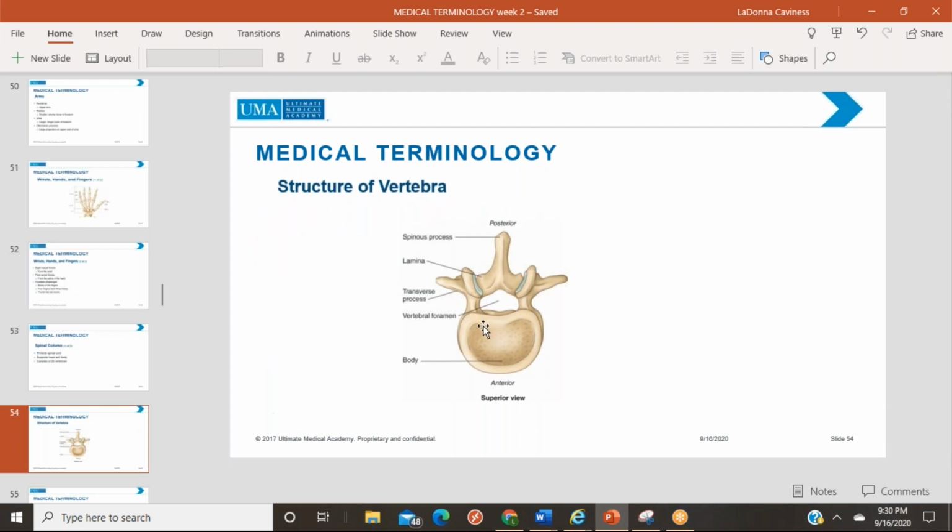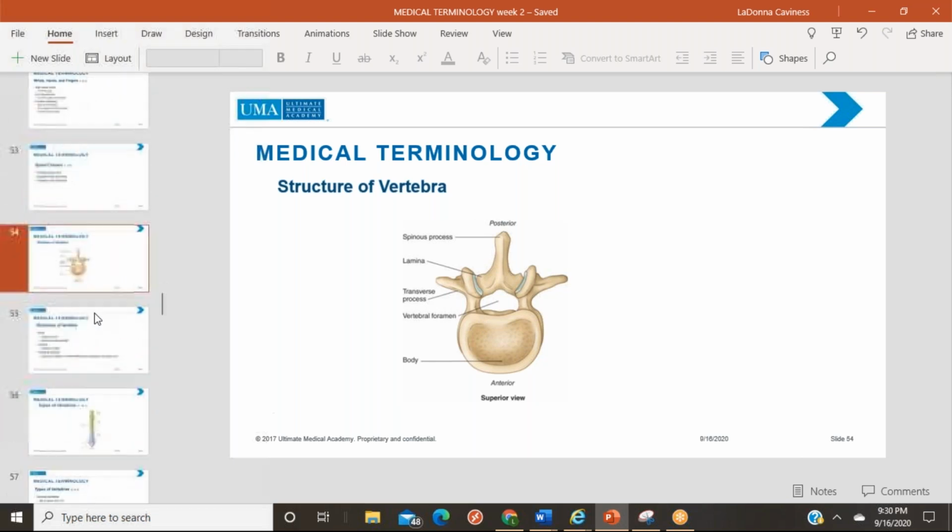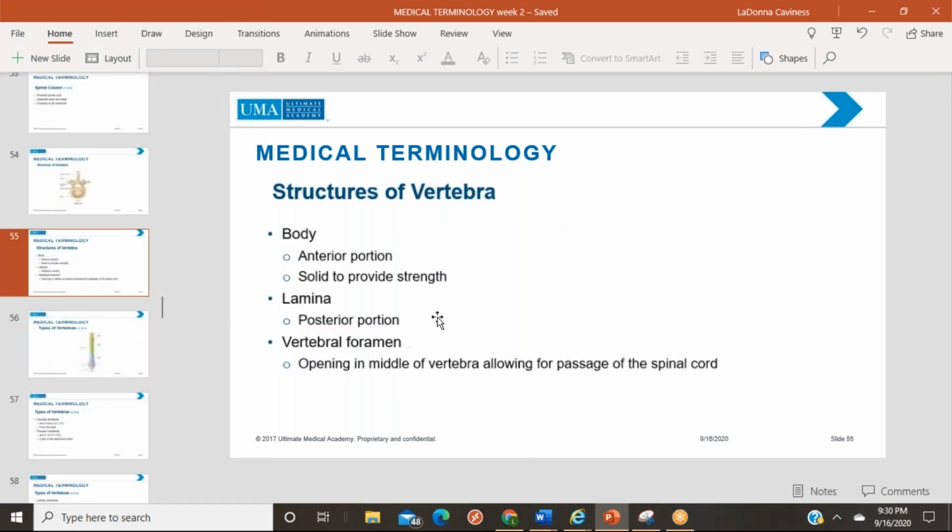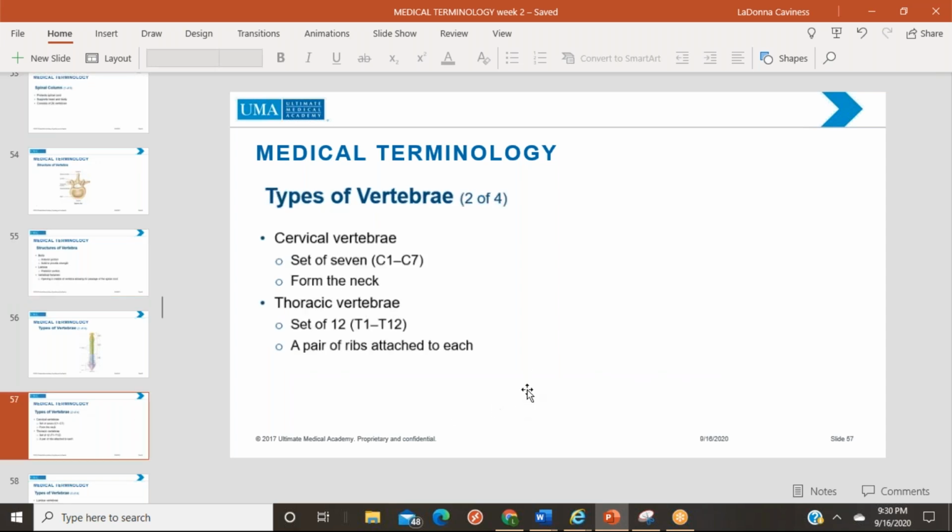All right, let's talk a little bit about the structure of the vertebrae. The body consists of the anterior portion, solid to provide strength, the lamina is the posterior portion, and the vertebral foramen is an opening in the middle of the vertebrae, allowing for passage of the spinal cord.